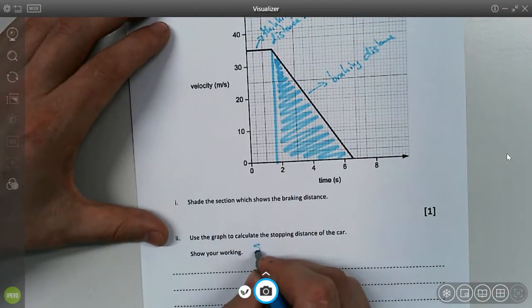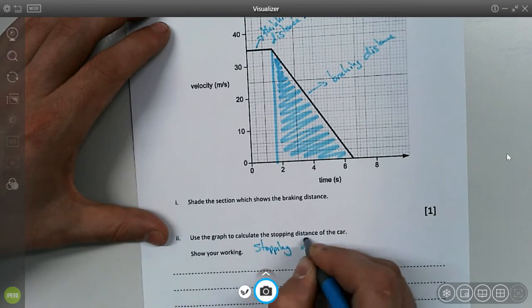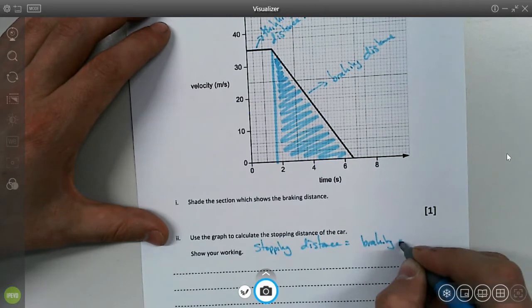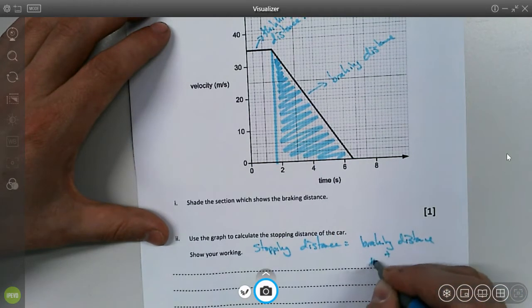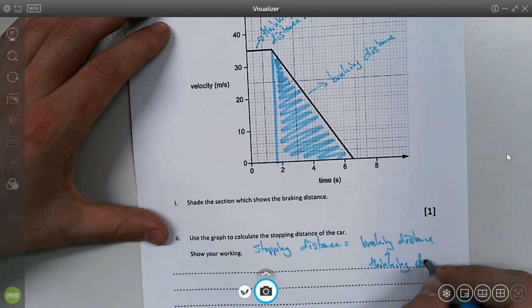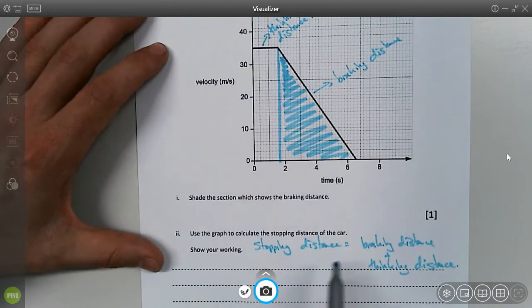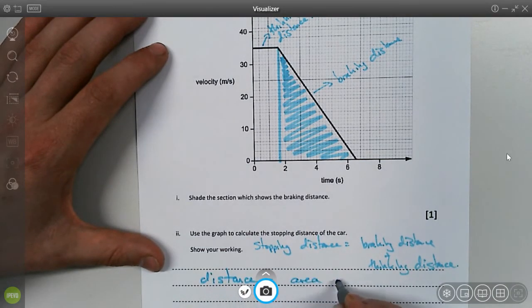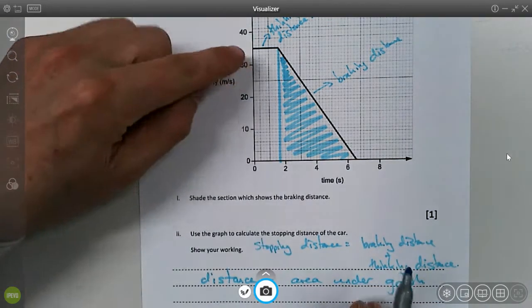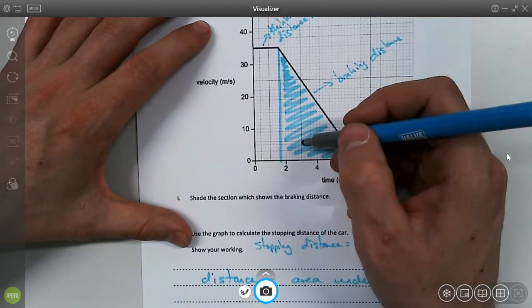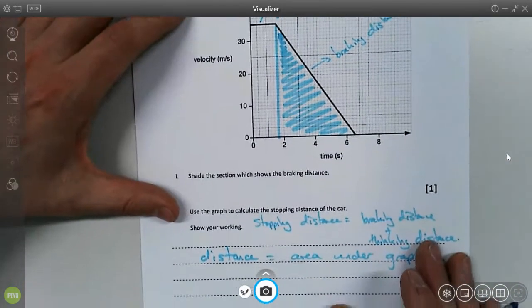Calculate the stopping distance. So stopping distance is the braking distance plus the thinking distance. And when we have a velocity time graph, the distance equals the area under the graph. So we need to work out the area under the graph. So you could obviously work out the area of a trapezium, or you could work out the area of the rectangle and then the area of the triangle, which is what I'm going to do.